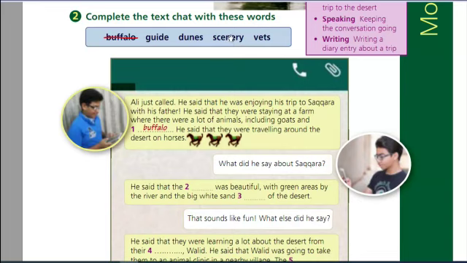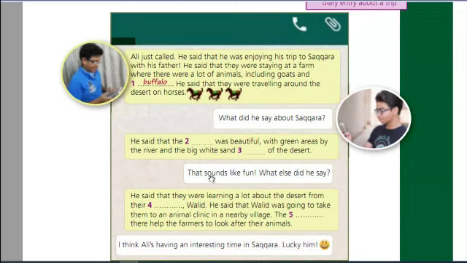The answer will be scenery. He said that the scenery was beautiful, with green areas by the river and the big white sand dunes. And dunes here means big amounts of sand which exist in the desert. That sounds like fun. What else did he say?